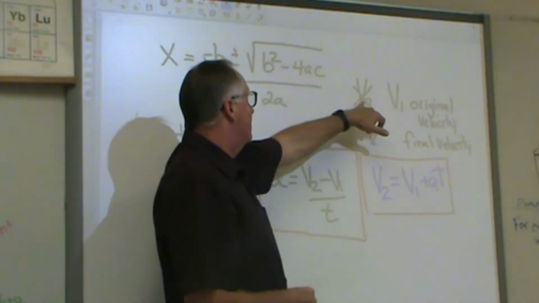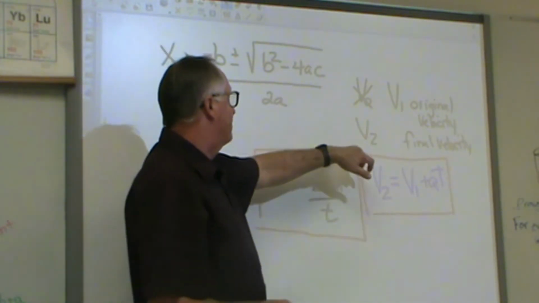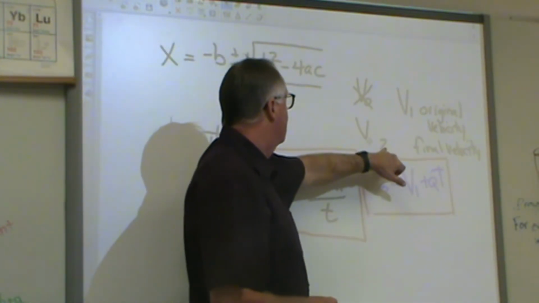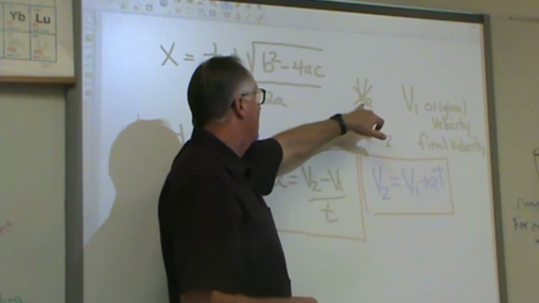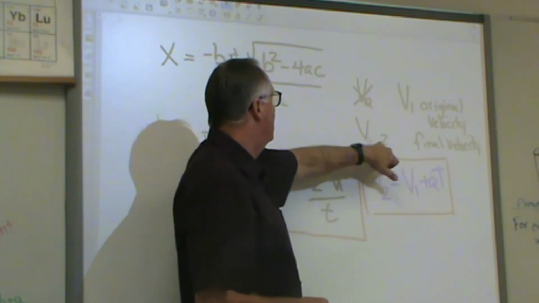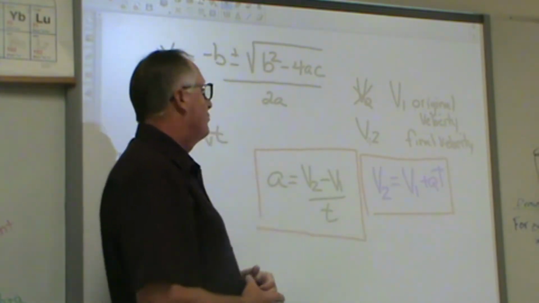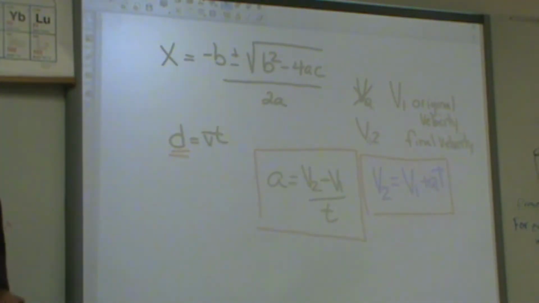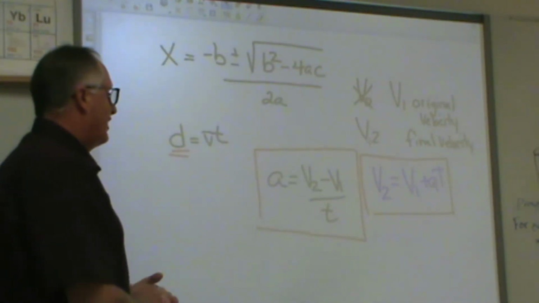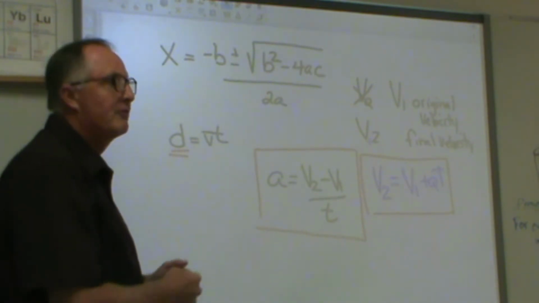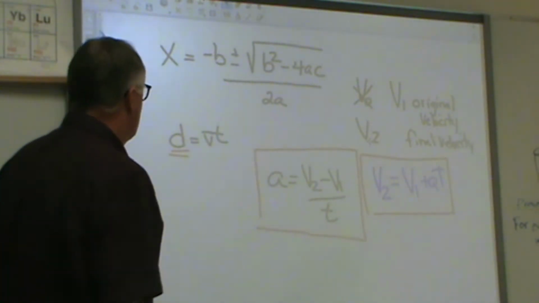In the book, they use V sub 0 and just V without that. We aren't going to use that. We're going to use V1 and V2. V1 is the original velocity. V2 is the final velocity. In a problem, we'll do some examples so you know what we're talking about.